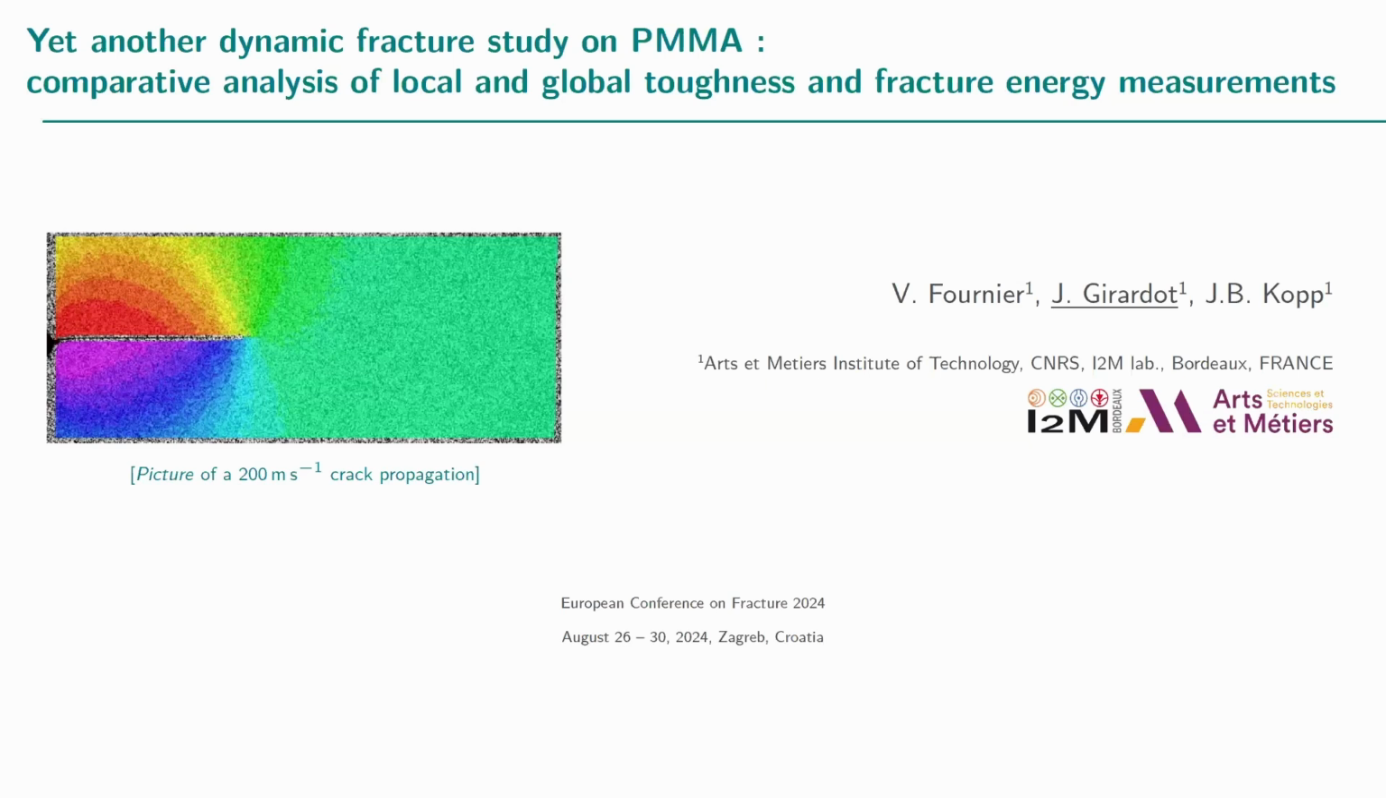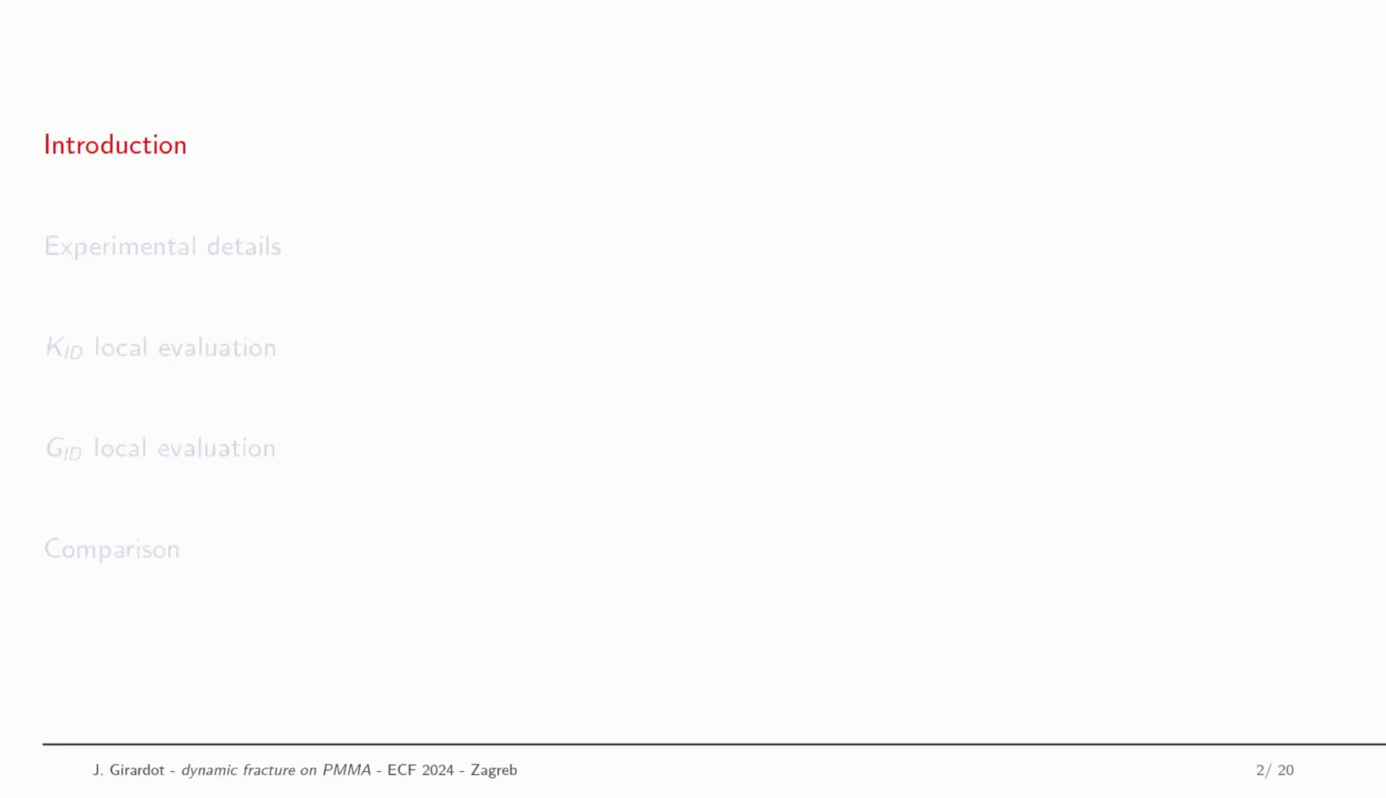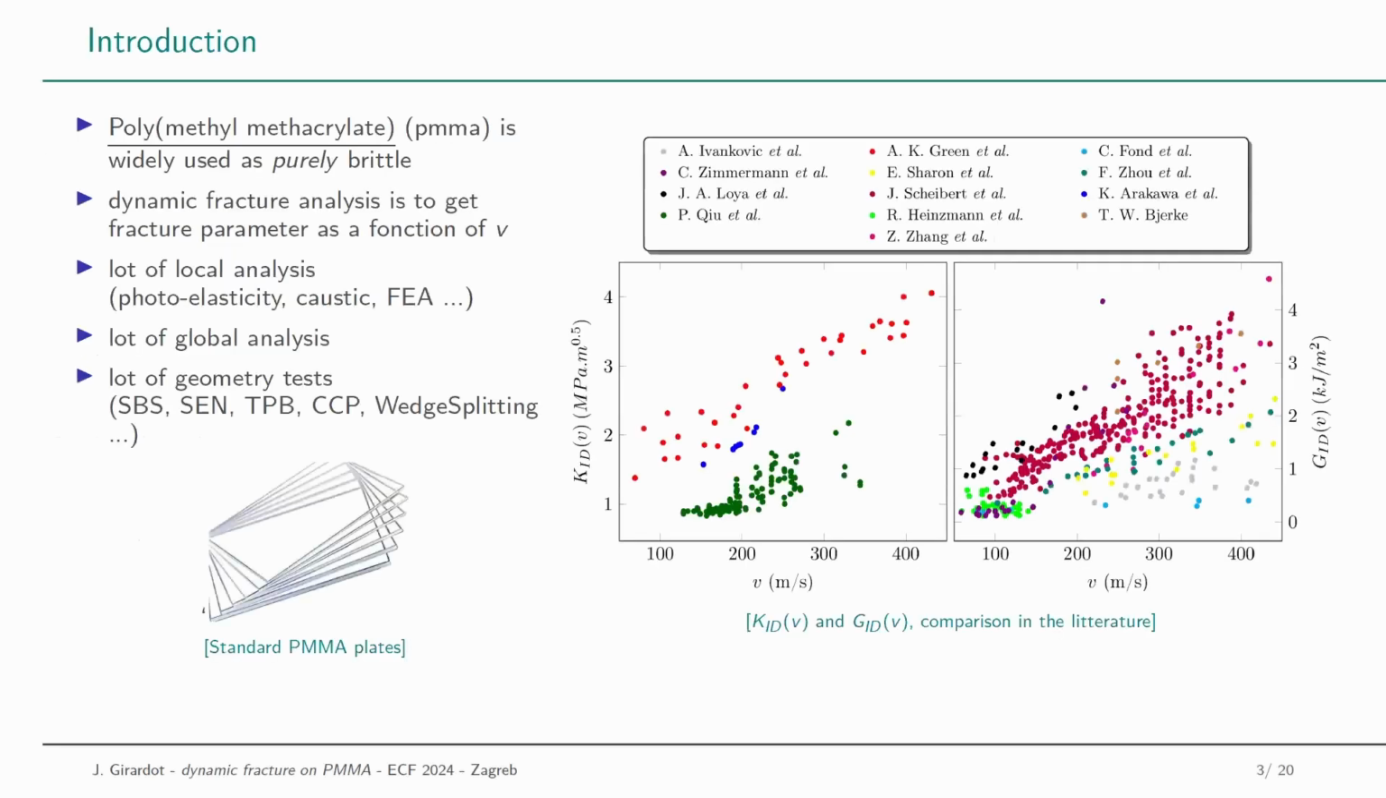Today we propose, with my colleagues Jean-Benoit KOPP and Vincent Fournier, who was the student worker of this experimental study, an analysis of something that is very common in the literature, which is a dynamic fracture analysis on PMMA. PMMA, polymethyl methacrylate, is a polymer material, but still is widely used to perform theoretical analysis to understand brittle fracture mechanics, especially in dynamic.